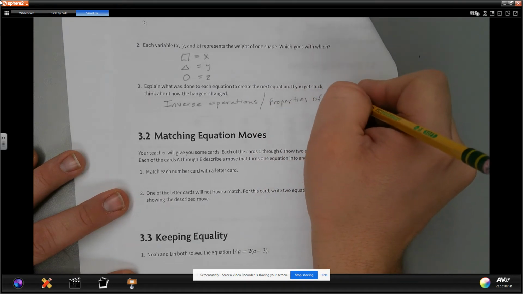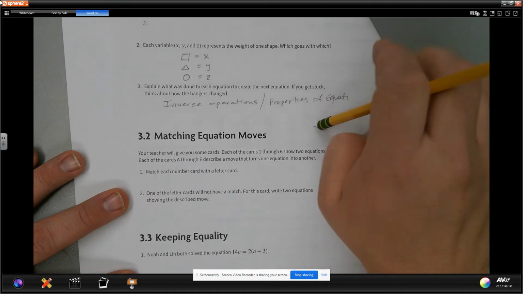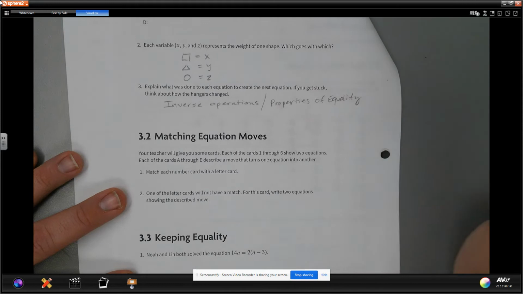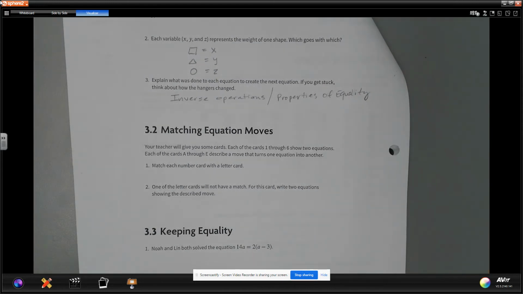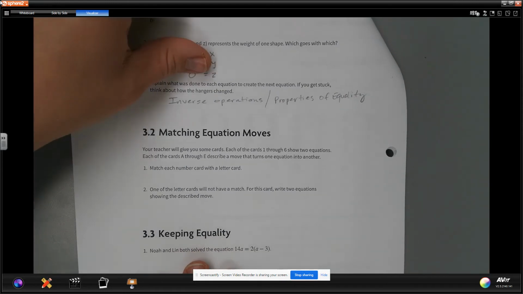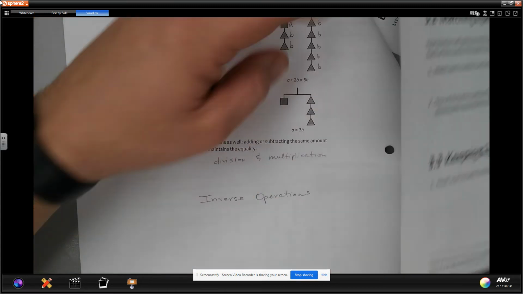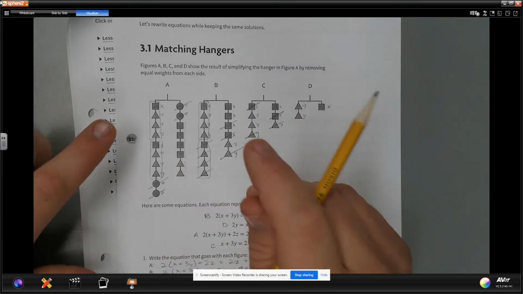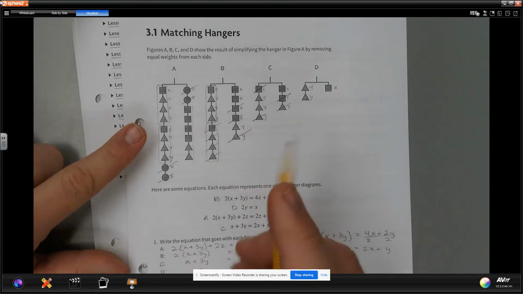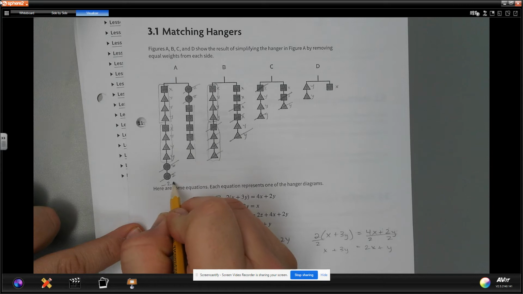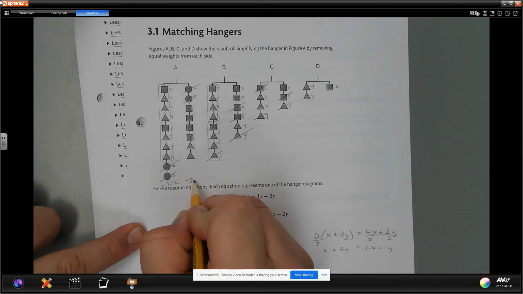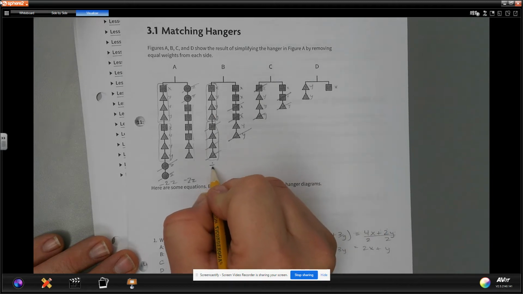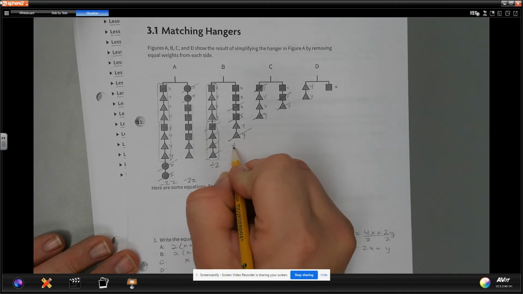And what we mean by properties of equality is that we are keeping each expression equal to each other so that the equation can still be considered an equation. Those properties of equality meant that by removing certain amounts, in this case right here, we subtracted 2z from each side, from each expression. In B, we divided each expression by 2.